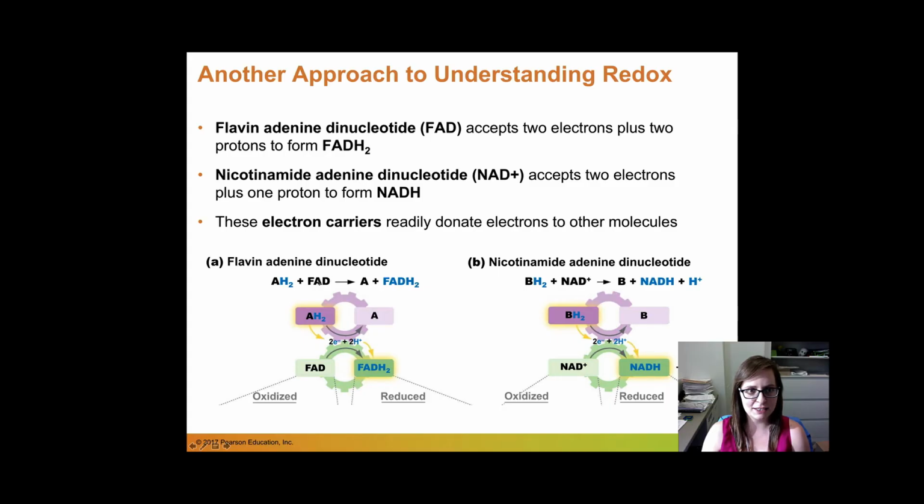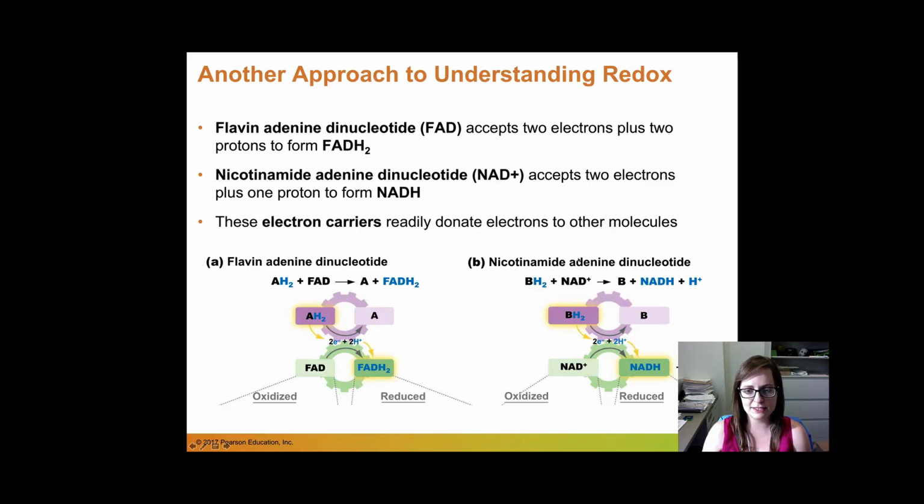Here's an example of an electron acceptor. FAD is an electron acceptor, and it accepts two electrons to form FADH2. Here is a substrate with two hydrogen atoms, and those are then transferred. This FAD then accepts two electrons and pulls two protons to form FADH2. So this FADH2 has been reduced. It has higher potential energy.